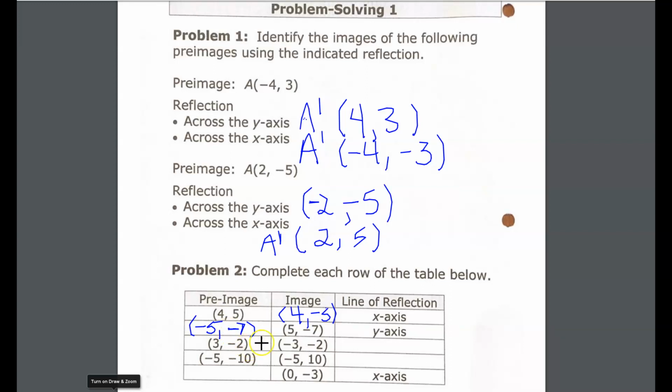Okay, now let's take a look at these 2 points. What happened from the original point to its image? The x-coordinate changed to its opposite, but the y-coordinate stayed the same. So that line of reflection was the y-axis.